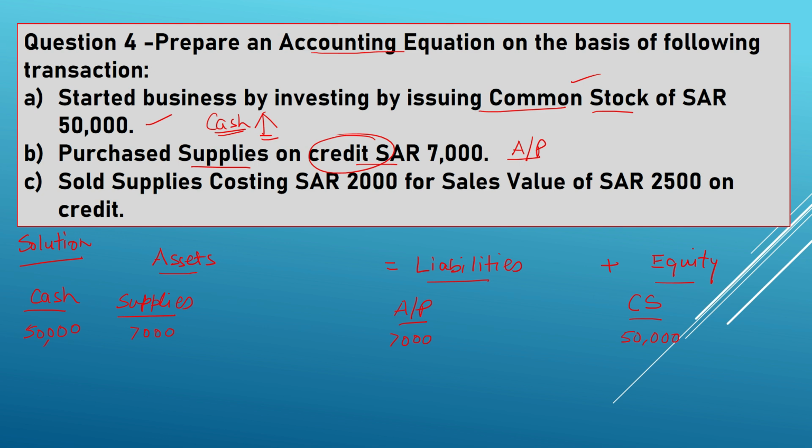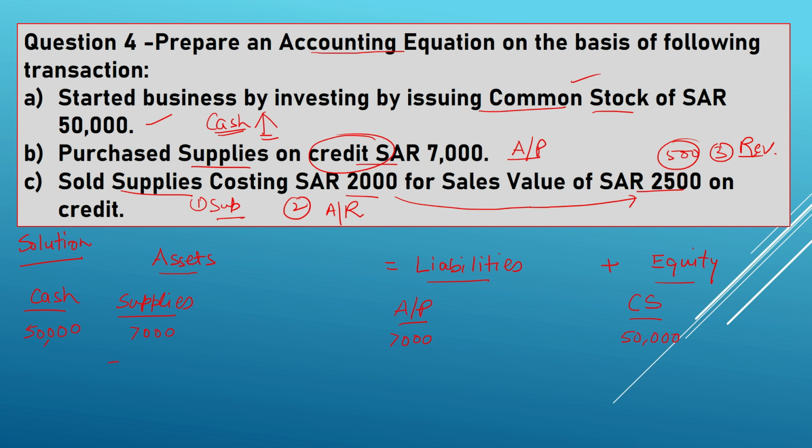For the third item: sold supplies costing 2,000 for the sales value of 2,500. So supplies is one item, and the second item is the sale on credit, that is, accounts receivable. You are selling supplies of 2,000 for 2,500, so there is a gain of 500. So the third item is gain, that is, revenue. Gain will come under the revenue. Under supplies, your supplies will go out.